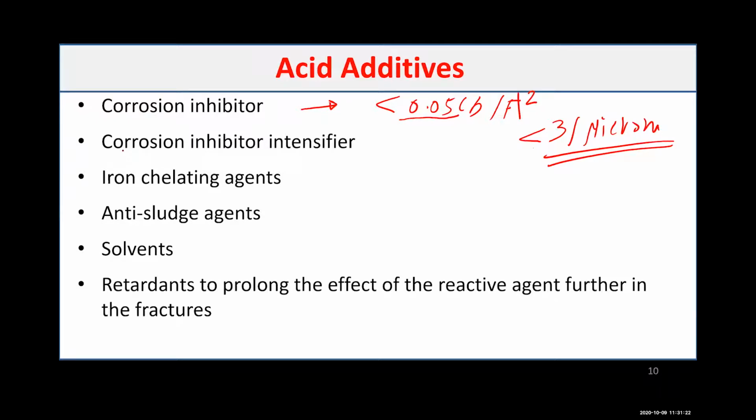A second important additive is called corrosion inhibitor intensifier, and we use the intensifier at a temperature greater than 250 Fahrenheit. It helps the corrosion inhibitor to stay effective at a higher temperature. If you see an intensifier being used at a temperature less than 250 Fahrenheit, it means there is something wrong. It is one of the additives needed when the temperature is too high, to be sure the corrosion inhibitor will work in a more effective way.